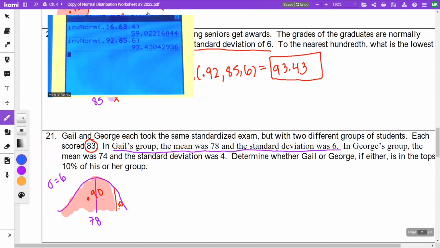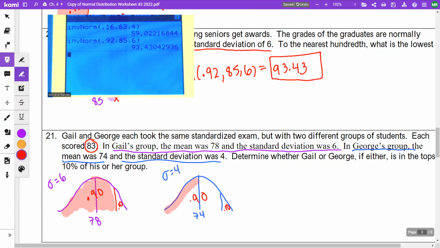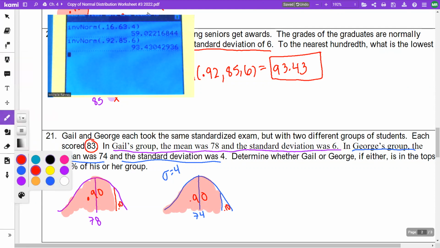And let me draw a situation for George. So George's group, the mean is 74 and the standard deviation is 4. His mean is lower. We want it to still be in the top 10%, which means this is going to be 90% below them. And what we're looking for again is the score. What score do they need to get? Because they both scored an 83.